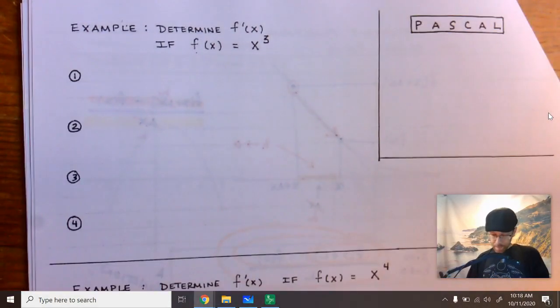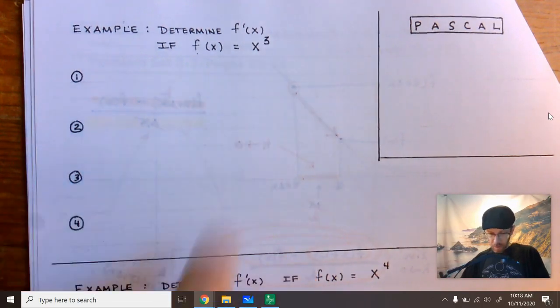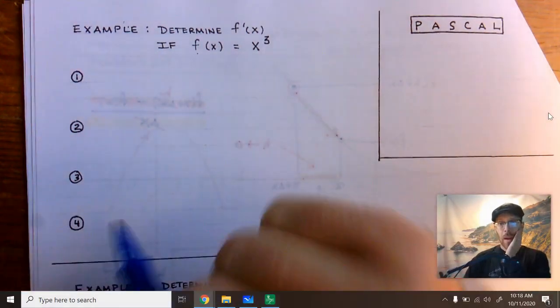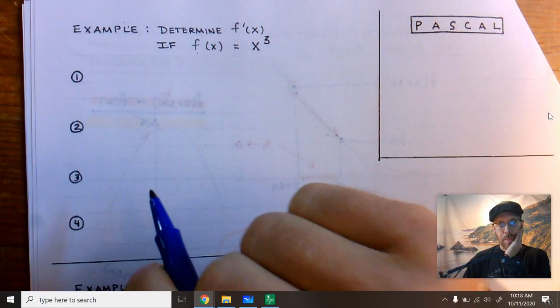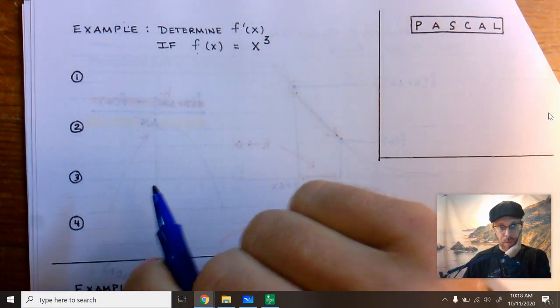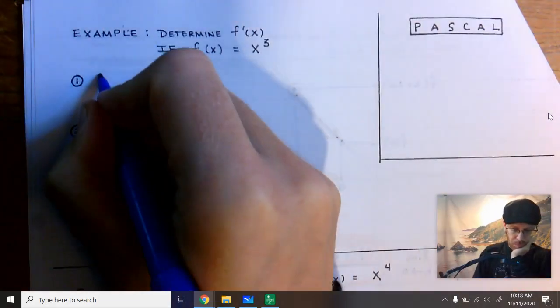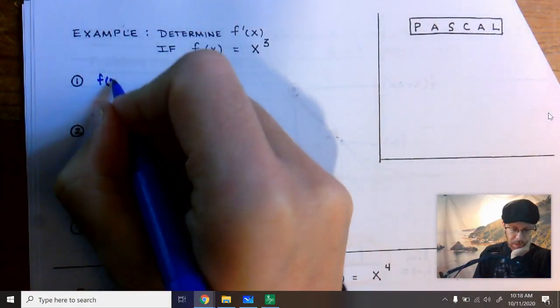Let's do another one. This time we're doing f of x is equal to x cubed. See if you can remember the first step. If not, look back at the last page of your paper and see what the first step is. Should look something like this.